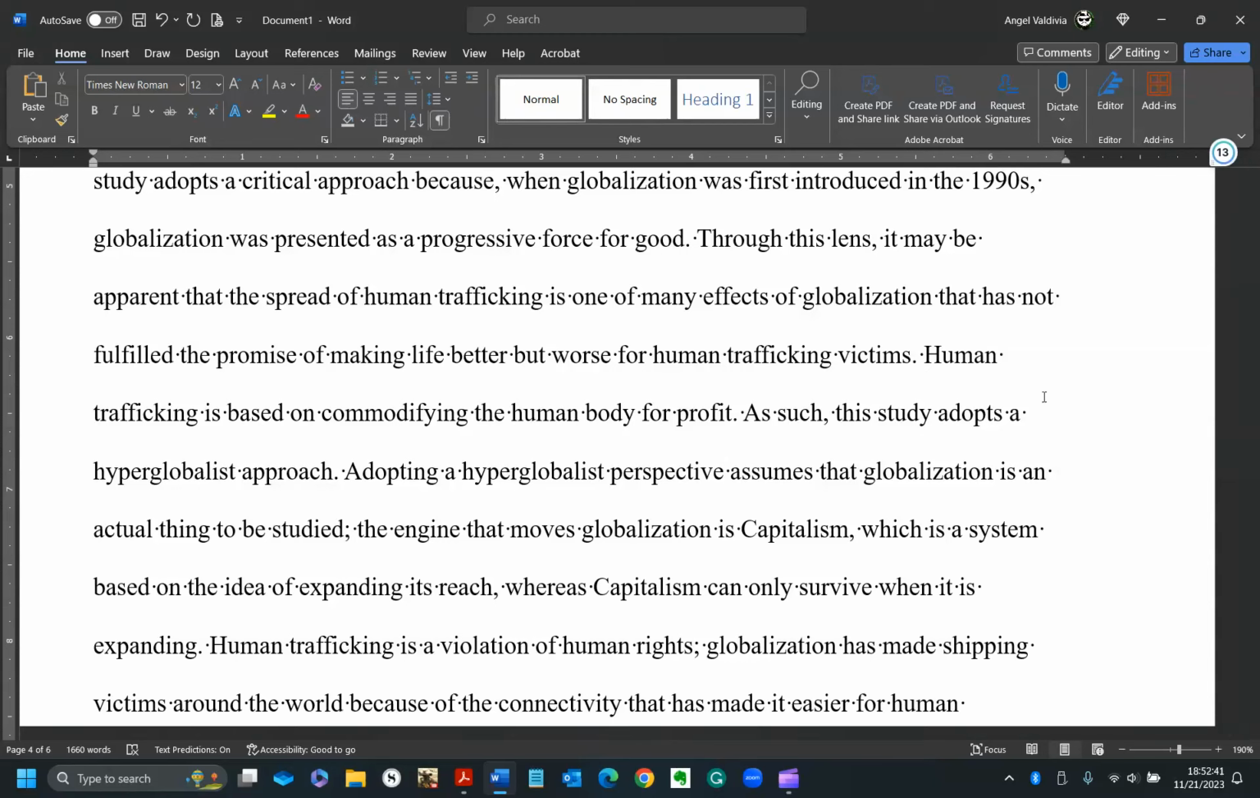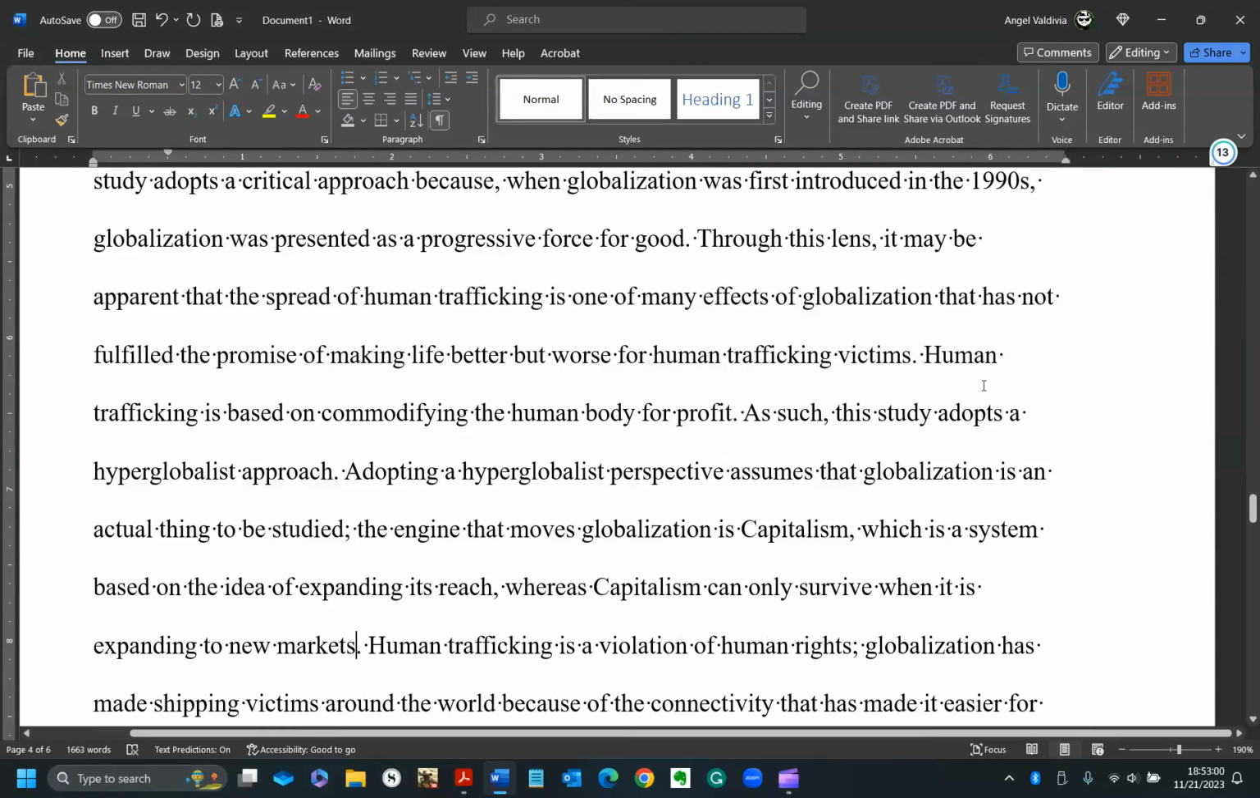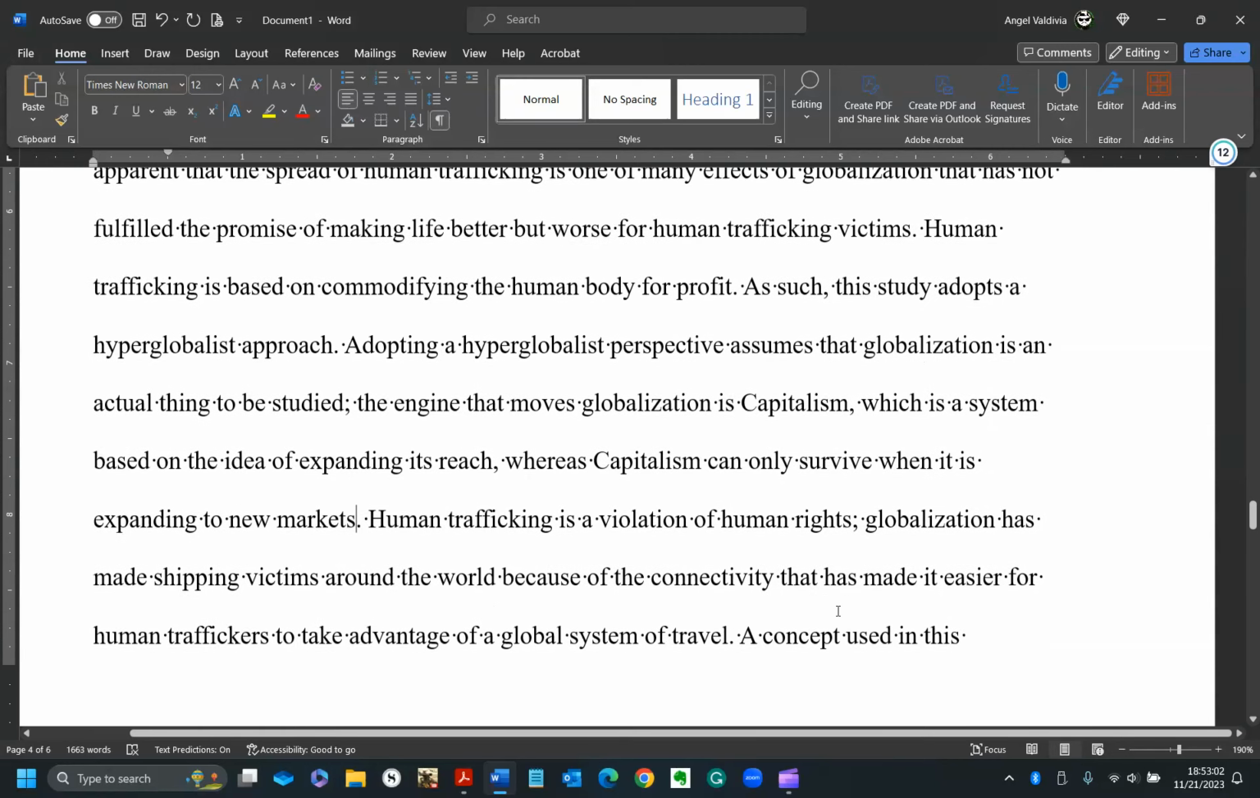Adopting a hyperglobalist approach assumes that globalization is an actual thing to be studied. The engine that moves globalization is capitalism, which is a system based on the idea of expanding its reach, whereas capitalism can only survive when it is expanding to new markets. Sorry, forgot to add that part. Human trafficking, again, the violation of human rights. Globalization has made shipping victims around the world easier because of the connectivity that has made it easier for human traffickers to take advantage of a global system of travel.